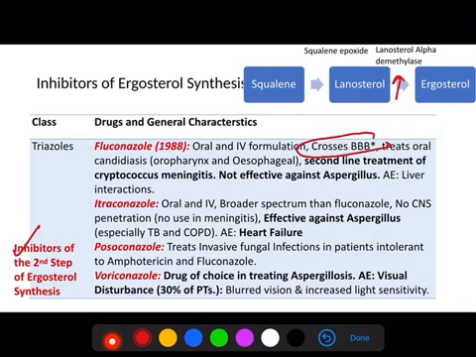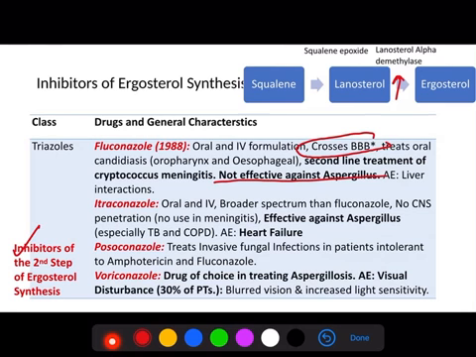Anyway, fluconazole treats oral candidiasis of oropharynx and esophageal. It is the second line treatment for Cryptococcus meningitis. It is not effective against aspergillus. This is also important to know. The adverse effects of fluconazole also include liver interactions.